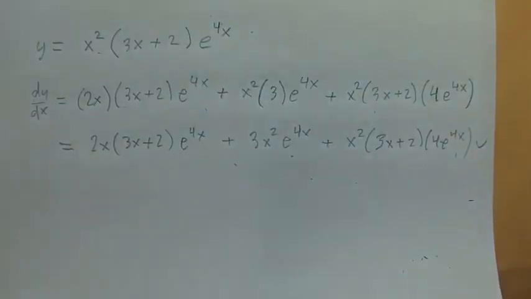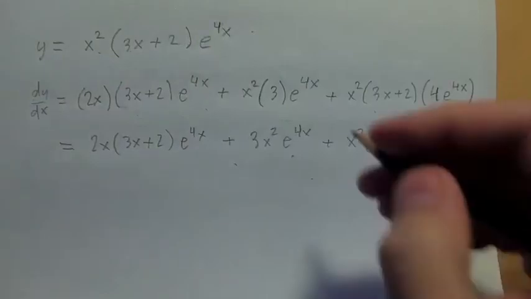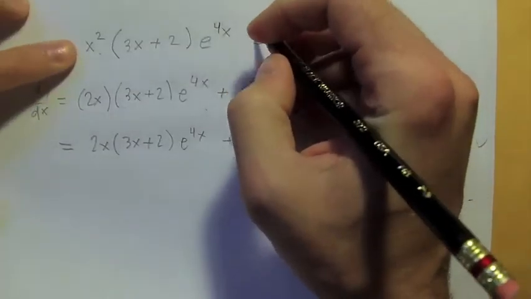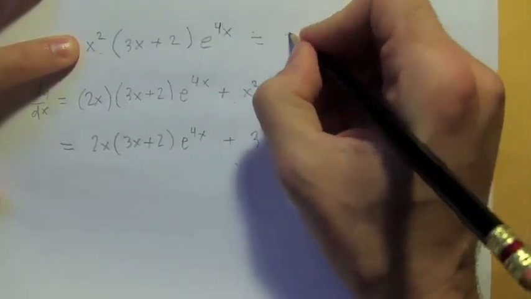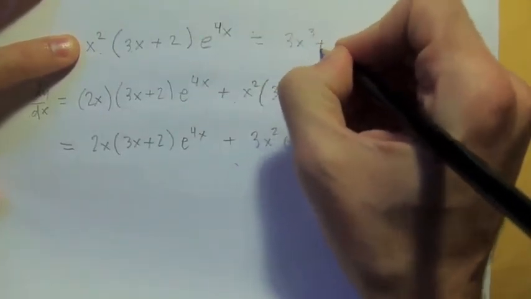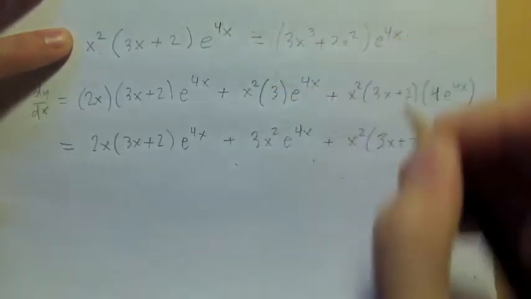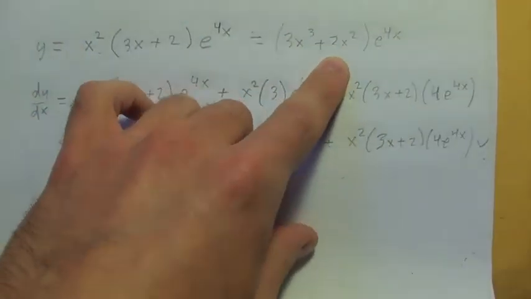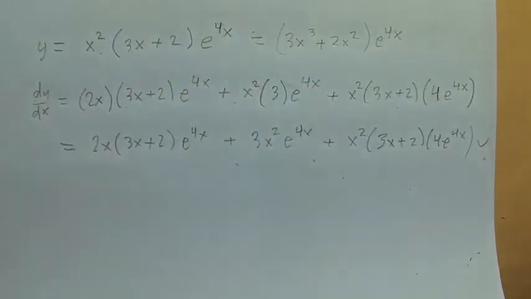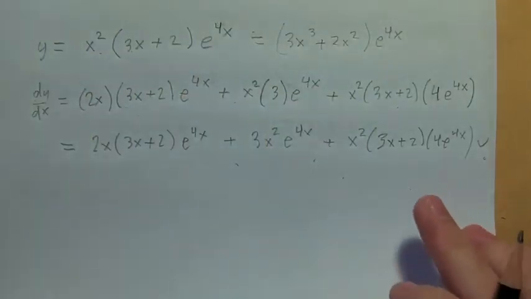Okay. Now, some people will ask, well, why can't I just expand this problem out? And you can. Okay. So you could just say, well, this is 3x cubed plus 2x squared, and just use a single product rule. You could do that. Okay, that's perfectly fine.